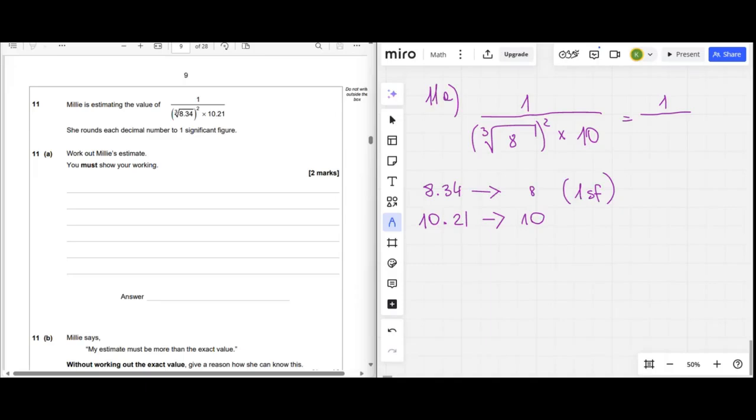So it's 1 over. The cube root of 8 is 2. Yeah. To the power of 2 is 4. Times 10 is 40. And that's it. Okay.